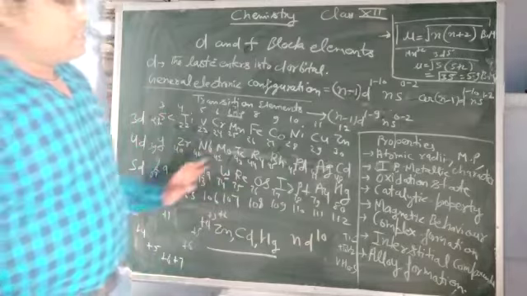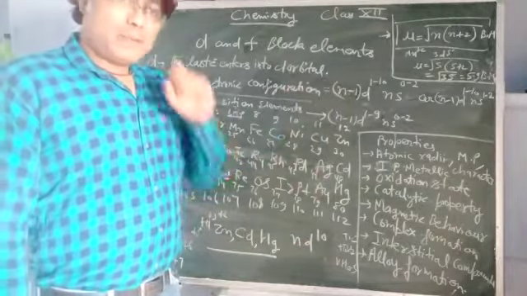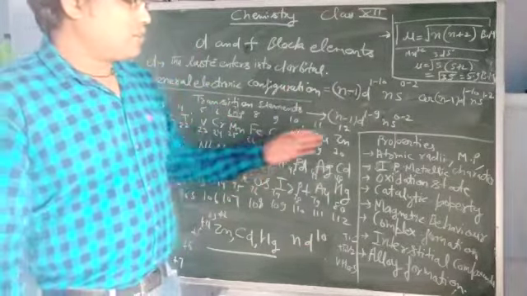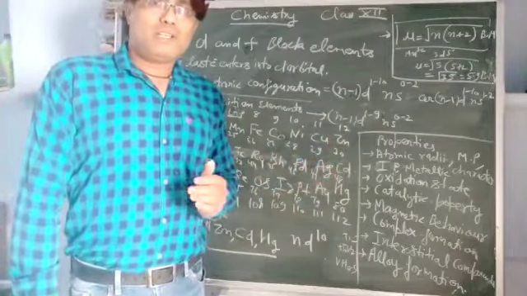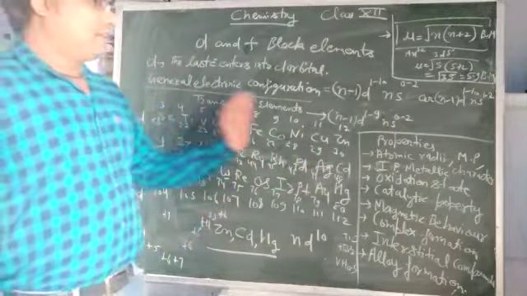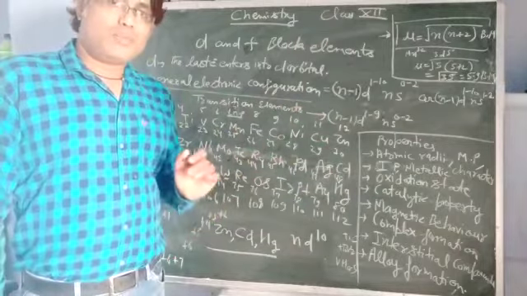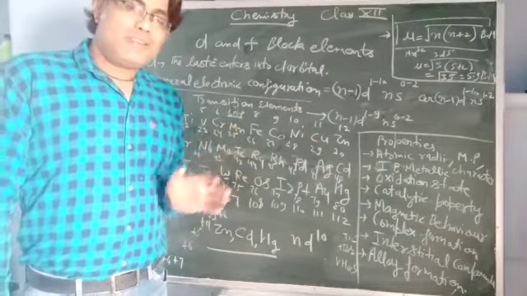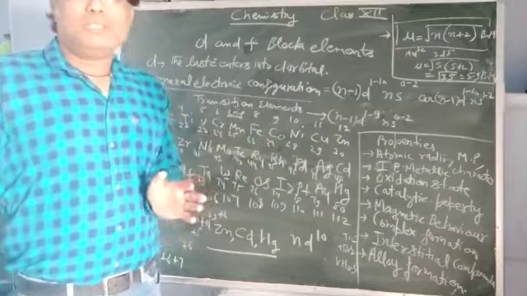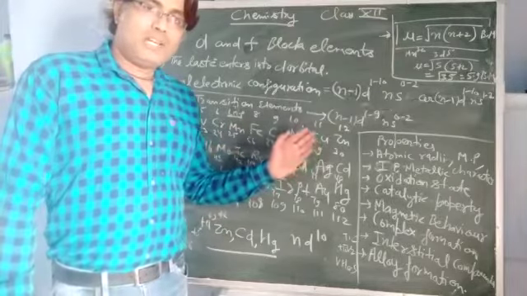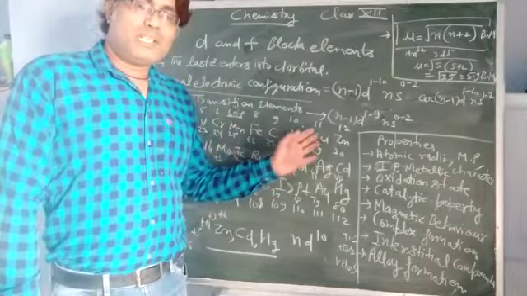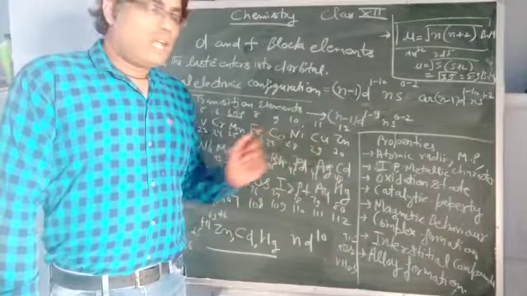Now there are some general properties of d block elements. The first one is atomic radius. If we move from left to right, there is an increase in the atomic number, so there should be a decrease in the atomic size. But due to the screening effect of inner d electrons, there is not so much decrease in the atomic size in d block elements.